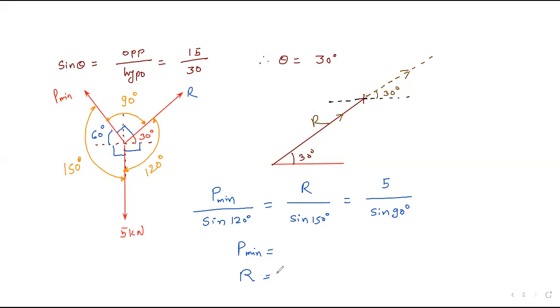$4.33 and 2.5. Okay. So these are the values: 4.33 kilonewton, 2.5 kilonewton. Please check the answer.